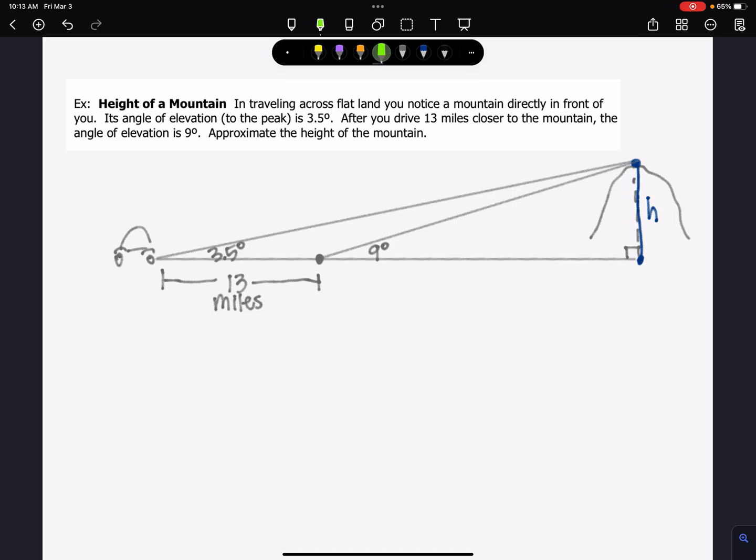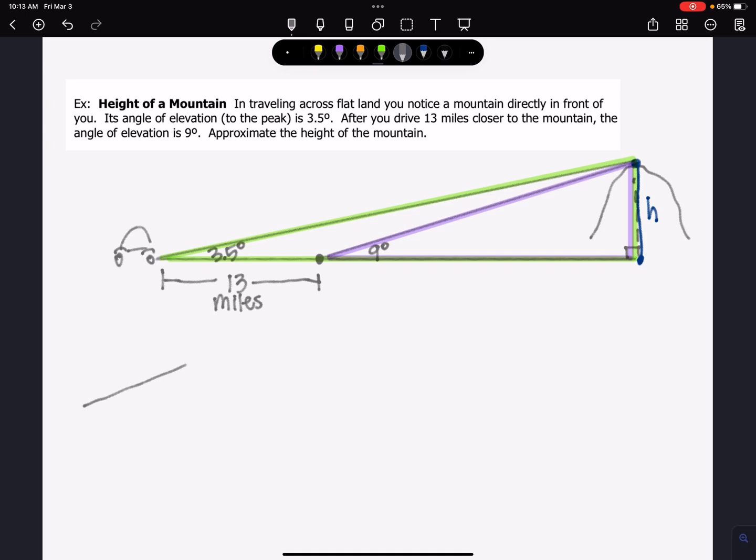Now what I have here is two triangles. I've got this larger triangle in green, which is a right triangle that has an acute angle of 3.5 degrees. And then I've got the smaller right triangle, still another right triangle, whose acute angle is 9 degrees. And both triangles share the same height. So one of their legs is the same.